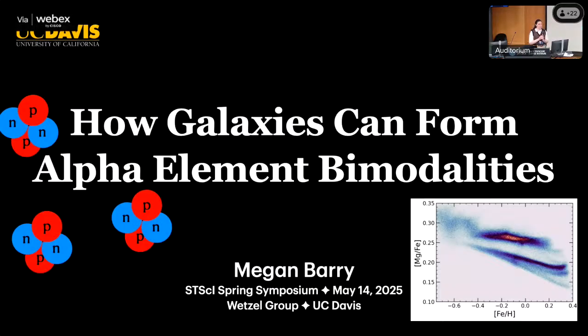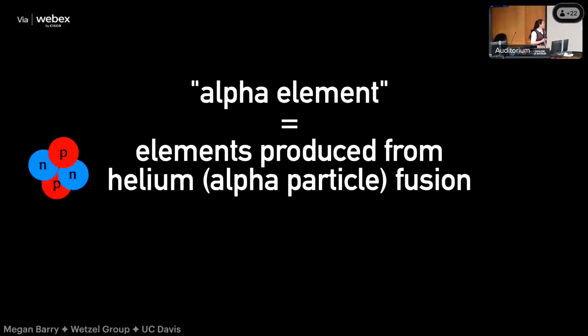I have some, I think, cool results on how galaxies can form alpha element bimodalities. So especially mid-morning block Wednesday, what even is an alpha element bimodality? I'm going to go through a bunch of background, so I hope you can stay with me. It's a little jargon heavy, but I think it's some cool stuff, fun galactic chemical evolution. So please stay with me through the background to the cool results at the end.